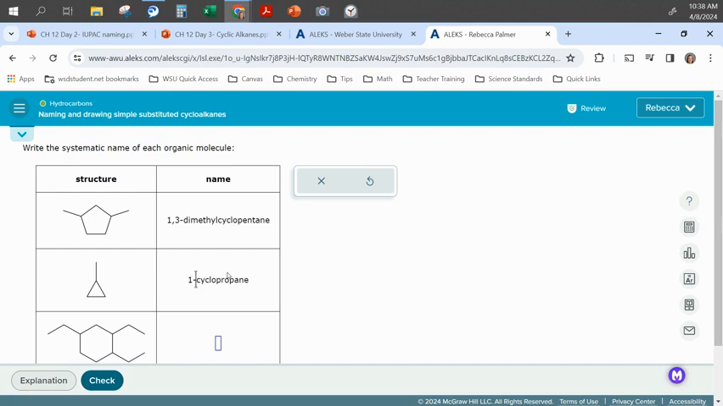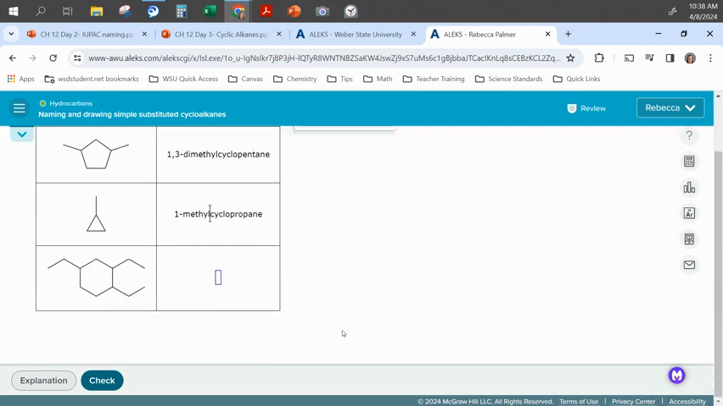So I just like to put 1 methyl cyclopropane. Great. Making sure I have everything. All right. Oh, this looks weird. Well, here's the ring. The ring is 1, 2, 3, 4, 5, 6. This is cyclohexane.